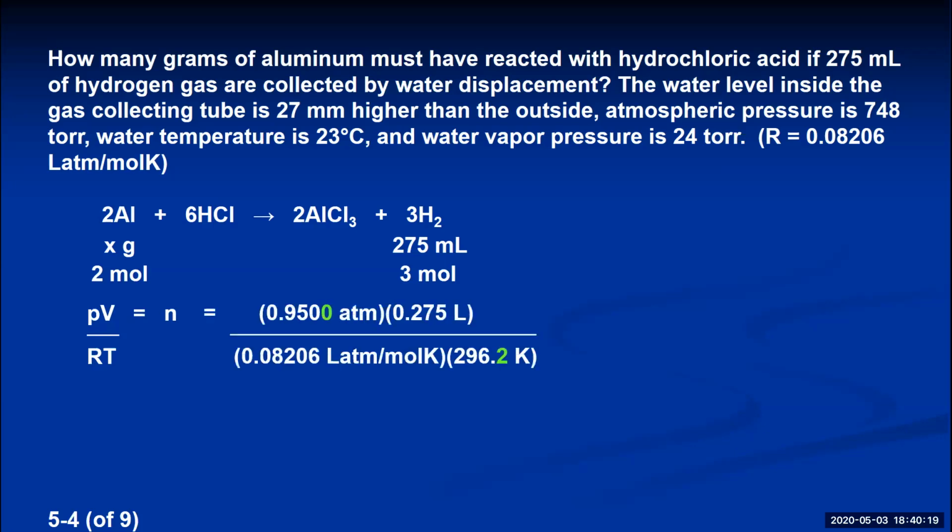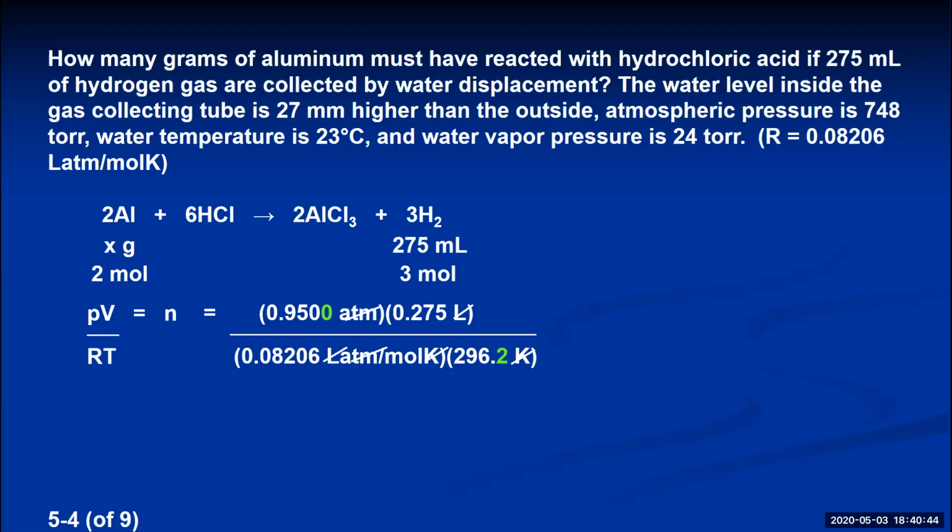If we make those three conversions, then we're going to be multiplying 0.950 atmospheres by 0.275 liters, dividing by R, and dividing it by the temperature of 296 Kelvin. Atmospheres cancel out, liters cancel out, Kelvin cancel out, and the moles are in the denominator under a fraction bar, so they flip to the top, and so our units will be moles.